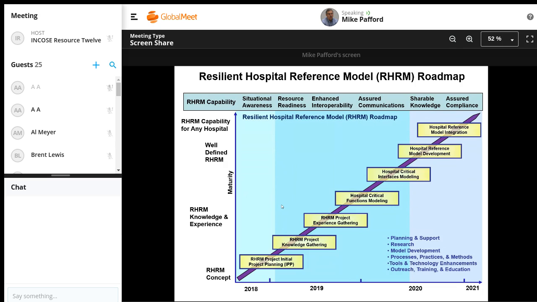We've done initial project planning, and we're well into the project knowledge gathering part of it. And as far as project experience gathering is concerned, you'll see a slide that shows some of the elicitation events or sessions that we've tried to have. And the hospital critical functions modeling, we're sort of into that part of it now, as well as the hospital critical interfaces modeling. We'll continue to do the hospital reference model development, of course, through the year, and then integration into, as we talked about before, regional and national capabilities we hope to help them do down the road.